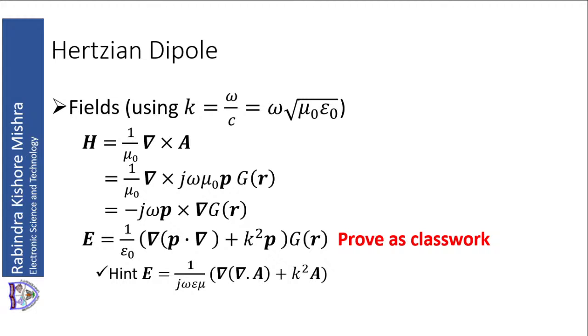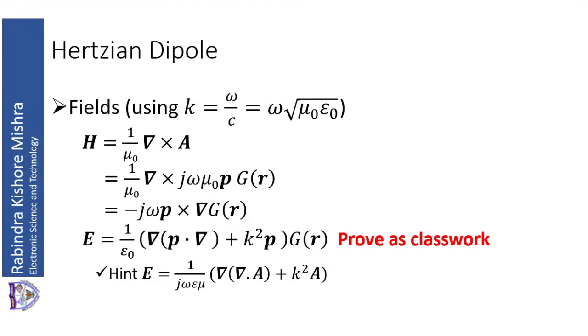You have done this classwork during the break. What you have to do here is very simple. Instead of A, I have given you the hint E. On the right hand side for E, there is A. For A, you have to just put j omega mu 0 P GR. So once you put that, with simple algebraic and vectorial manipulation, you will get the equation for E.